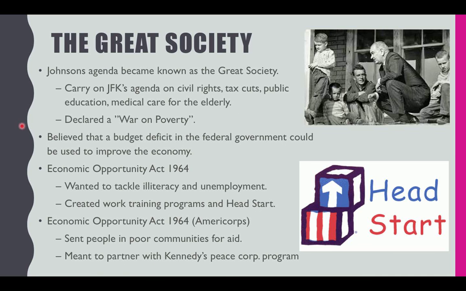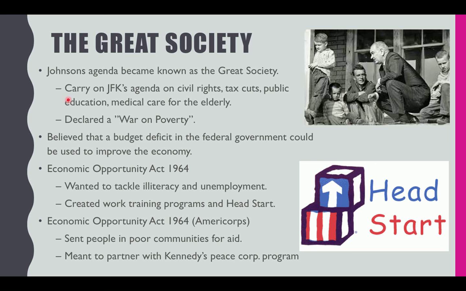So Johnson as president, so we've seen now, bear with me, we had the square deal, we had the New Deal, we had the fair deal, we had a new frontier, and now we're going to have a great society. All of these are presidential programs. The Great Society is Johnson's agenda.